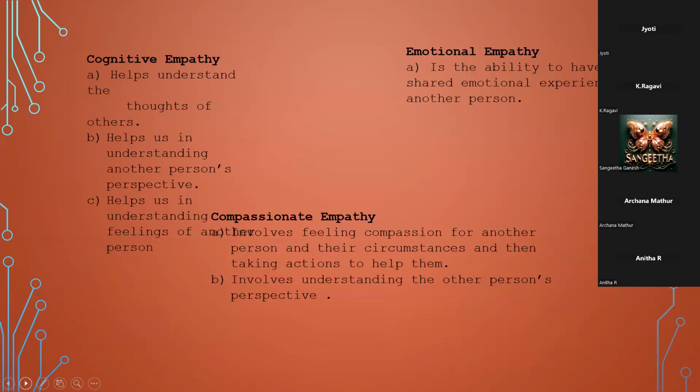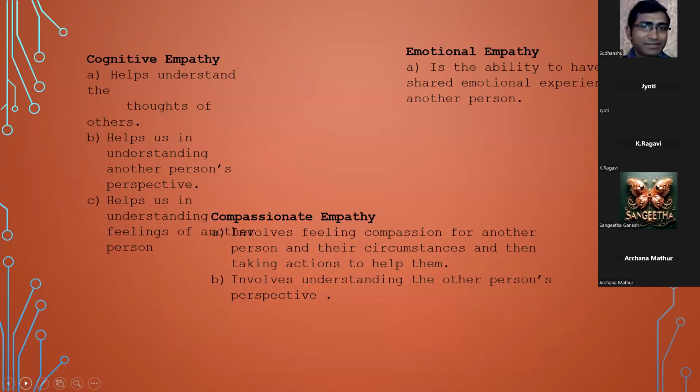Next slide, please, sir. When we talk about cognitive empathy, cognition is all about the thought process. When I am empathetic enough not only to understand, but to acknowledge, and not only acknowledge but accept the thoughts of someone else, I have already started walking on the path of being empathetic at a cognitive level. That is point number one.